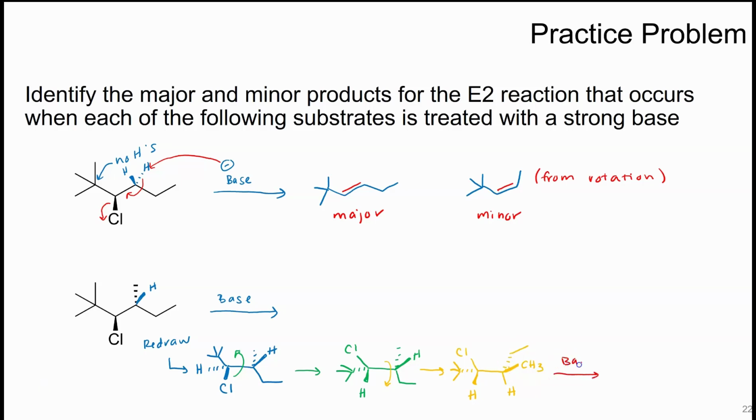Now we add our base. This is now anticoplanar. So it grabs the hydrogen, these bonds go here, and that leaving group leaves. And the tert-butyl group is here on the same side as the ethyl. And then we have a methyl group here. So that is our product.